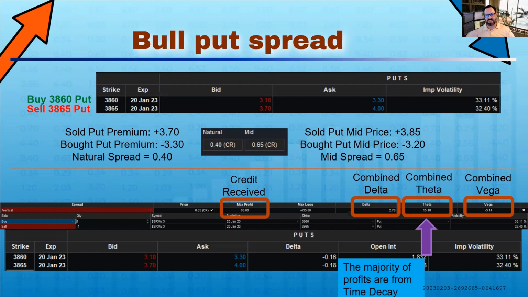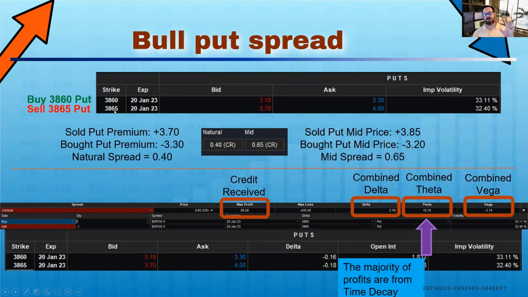So what we've done is, again, try to combine the two different options to get the effect we want, which is time decay. We have a very large theta at this point. And we've also reduced our risk. The max loss is going to be the price difference between the two strikes. In this case, there's 5 points.